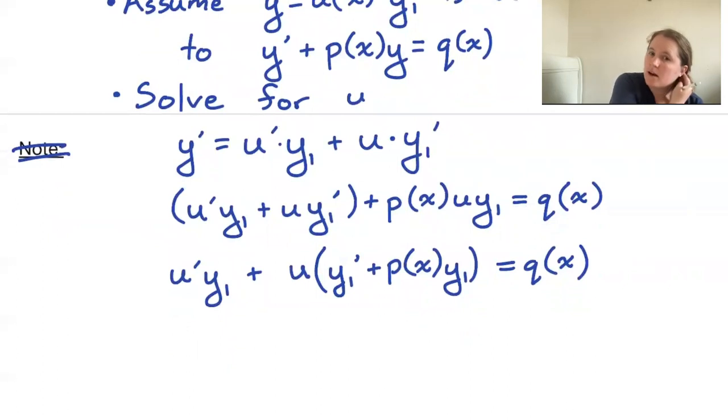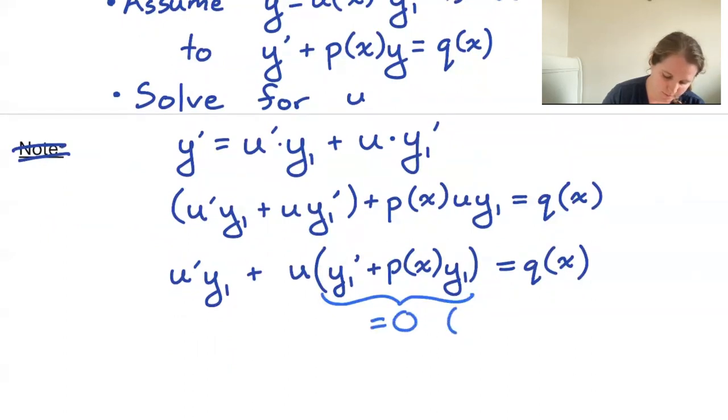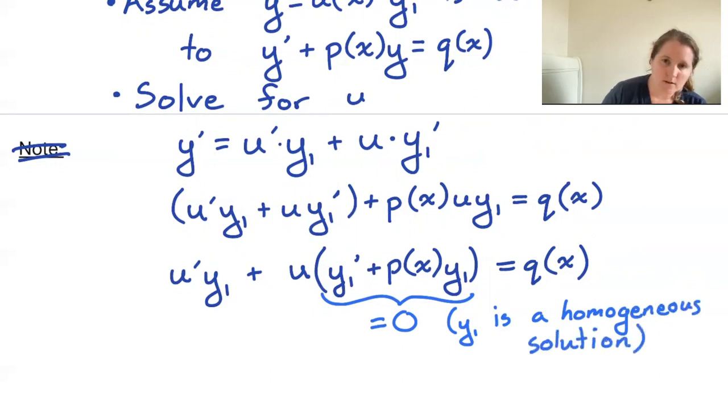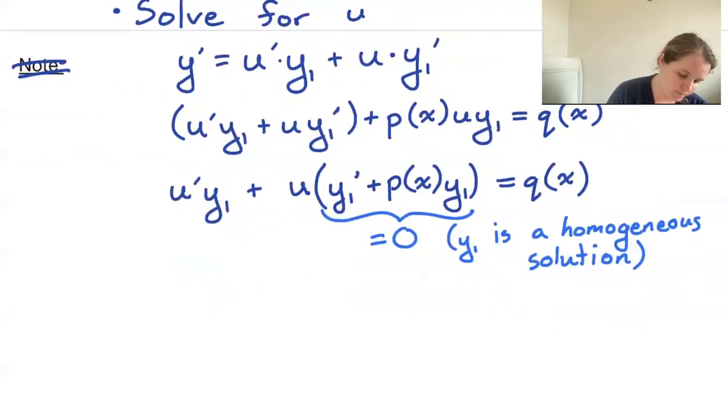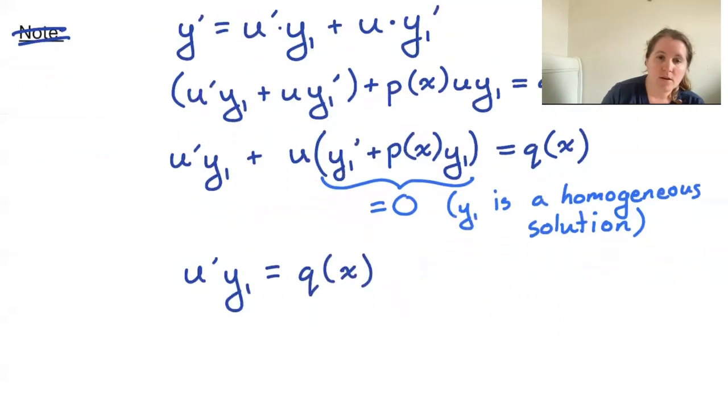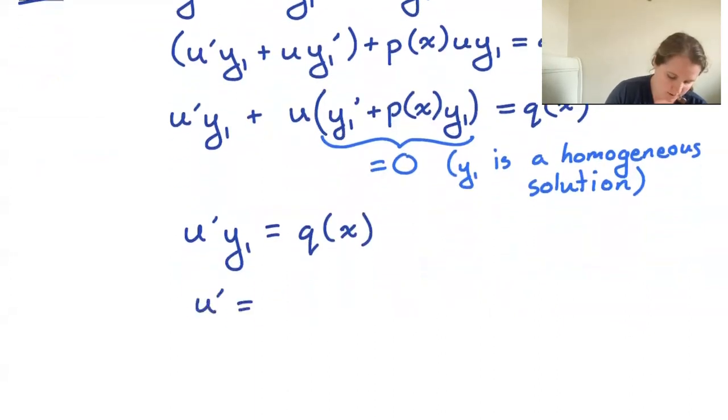From here, y1 prime plus p of x times y1 should be equal to 0, because y1 is a homogeneous solution. And so what we are now looking at is u prime times y1 is equal to q of x, or u prime is equal to q of x over y1.